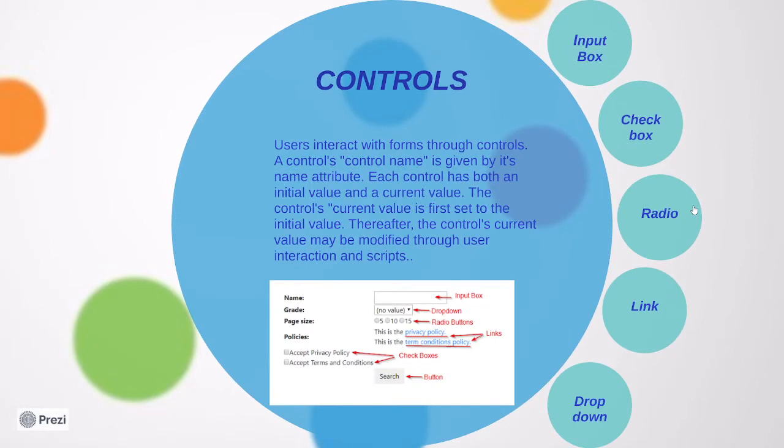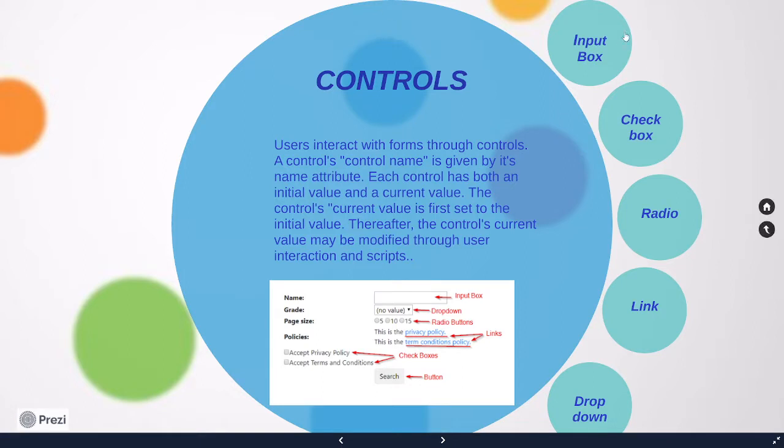Just now we mentioned some special elements called controls in HTML forms that enable us to interact with servers. A control has a control name, and this is defined by an attribute called name. Each control has two values, one is the initial value and the other one is the current value. Initially the value of a control will be set to the initial value, and whenever a user comes and interacts with the form or enters some input into the form, the value will be changed to the current value.